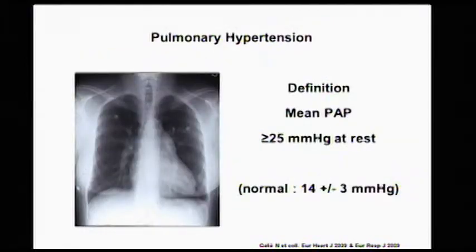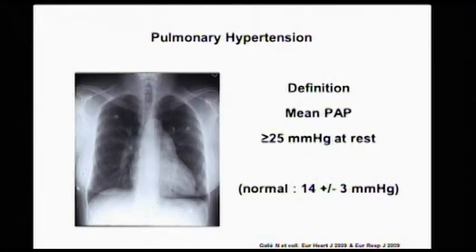And I would like to start with a very simple definition. When you deal with pulmonary hypertension, you deal with a hemodynamic condition. It's defined by right heart catheterization. You may screen people with echo Doppler, but the definition is really invasive. You have to measure elevated pulmonary artery pressure. And the definition is a mean, not a systolic, a mean pulmonary artery pressure above 25 millimeters of mercury.